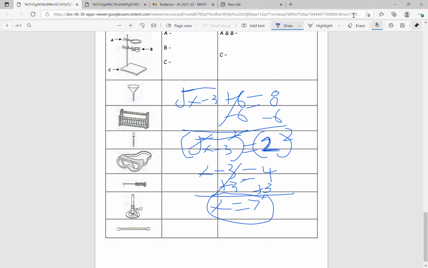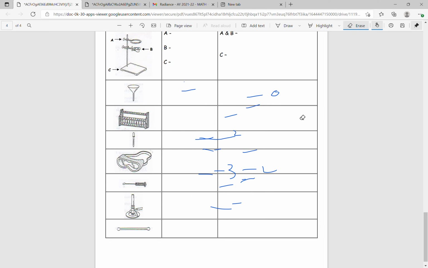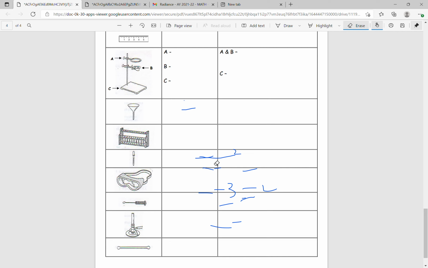Now let's try another example, a harder one though. So let's say we have 5 times the cube root of x plus 2 minus 4 is equal to 5. No, let's make that 6 actually. Let's make that equal to 6.